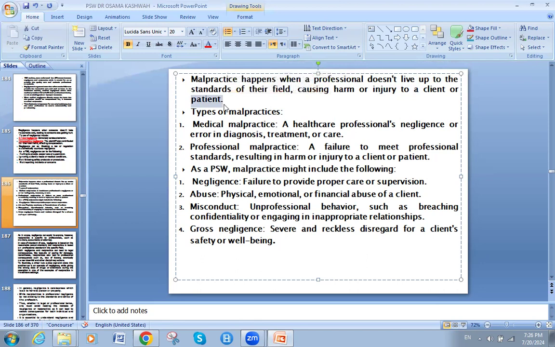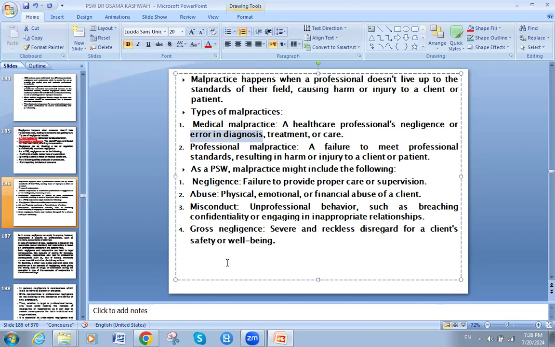Types of malpractice. What are those types of malpractice? Medical malpractice: a healthcare professional's negligence, or error in diagnosis. As an example, for medical malpractice, if I made an error in diagnosis for the patient. I saw a patient who has pain in his stomach on his right side abdomen. Then I told him, no problem, this is just pain because of your colon, and that's everything, while it was the appendix.